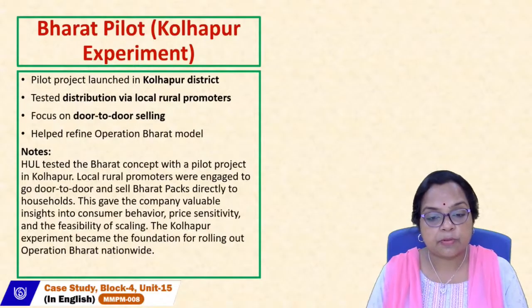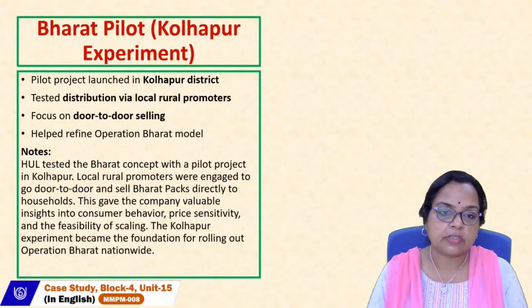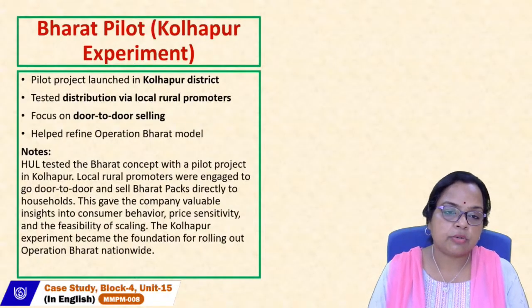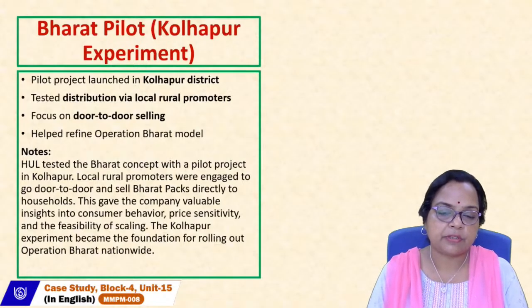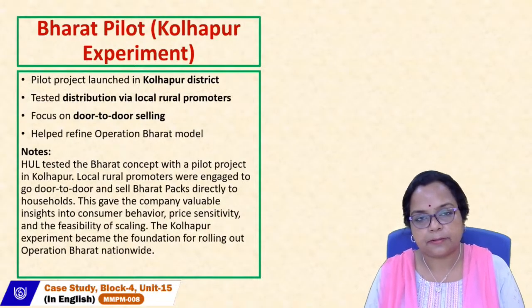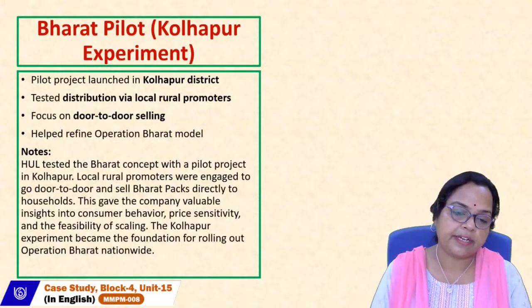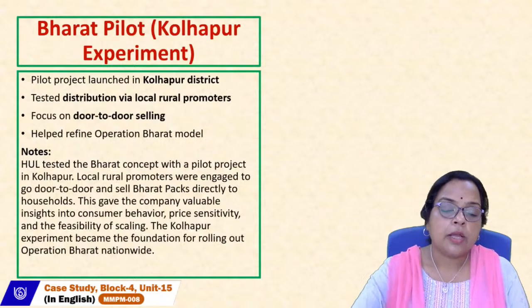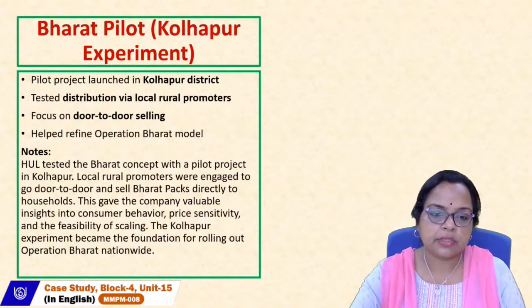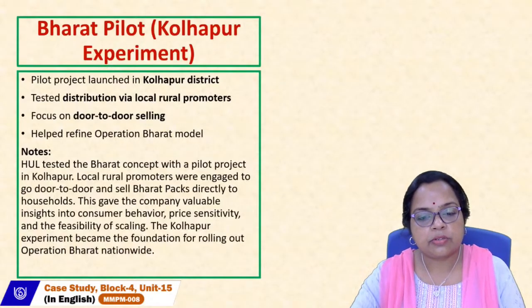So after getting the success from Kolhapur, they did this operation nationwide and got the success, and they focused on door to door selling, which helped refine the Operation Bharat model. And it was a pilot experiment. Initially they did it at Kolhapur. Later on they did the same experiment throughout the country. And what was the success out of it? They understood the behavior of the consumer directly from their houses by interacting with them, and they got the direct, honest feedback about their product as well.